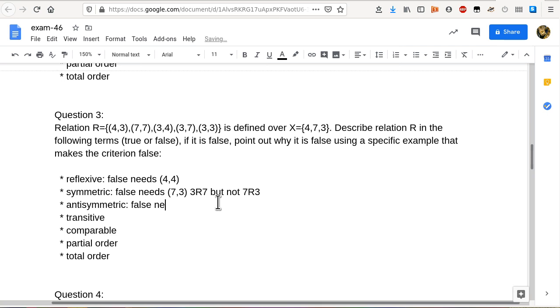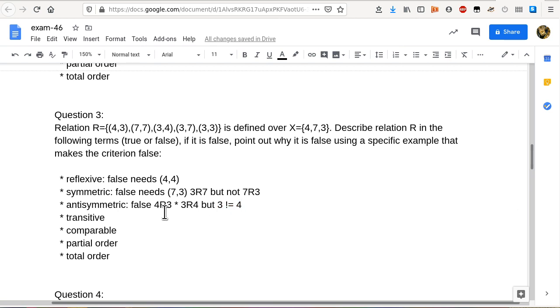Now, if somebody says because 4/3 and 3/4 are both in it, that's a B. Because the full explanation is 4R3 and 3R4, but 3 does not equal 4. Just saying that we have both 4R3 and 3R4 is insufficient because the reason why it is not antisymmetric is because 3 does not equal 4. That is a crucial part of the explanation as well.